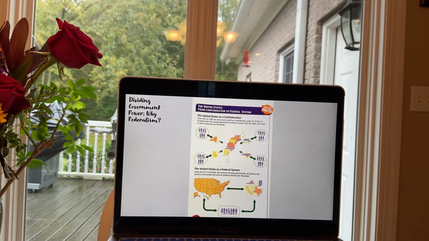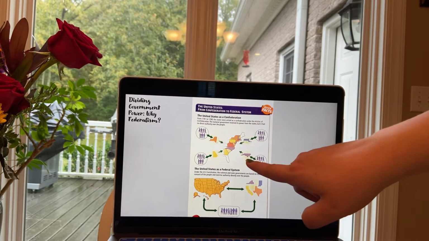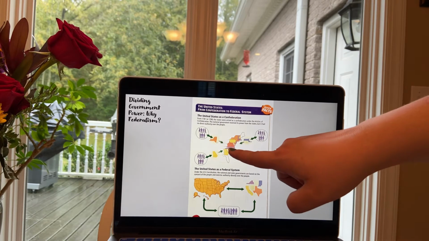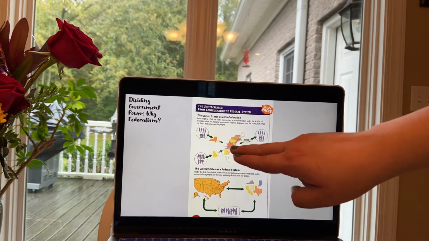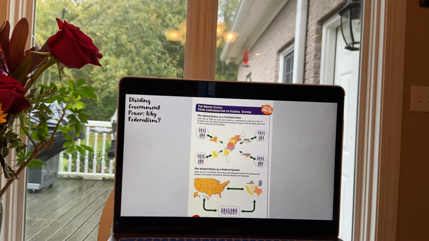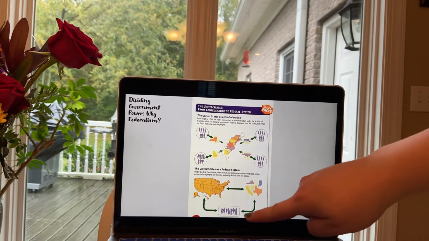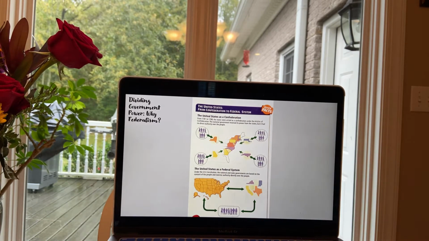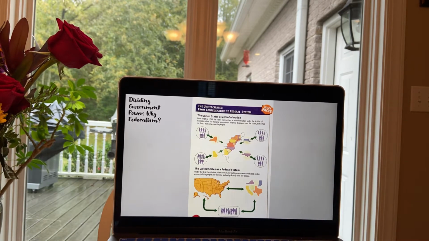If you take a look at this, I guess I would call it a graphic. Under the confederal system, the people give the states power, and then the states give the national government power. The national government does not have any interaction with the people, though. Under the federal system, the people give power to the states, but they also give power to the national government. And the states give power to the national government, but the national government also gives power to the state governments. So they all work together.